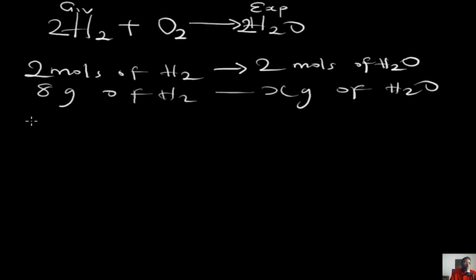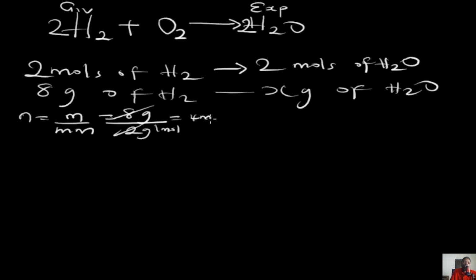So gram to mole in this case, remember that the relationship between mass and moles is n equals mass over molar mass. Since we are converting the mass to n, we'll have it to be 8 grams divided by the molar mass of hydrogen. Hydrogen's atomic mass is 1. 1 times 2 is going to give us 2, so this is going to be 2 grams per mole. And if we cancel out, this is now going to be 4 moles.